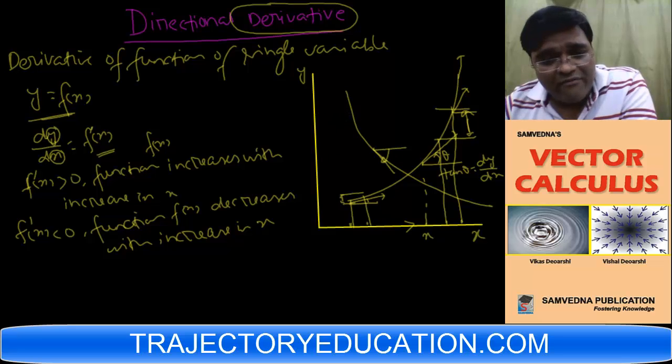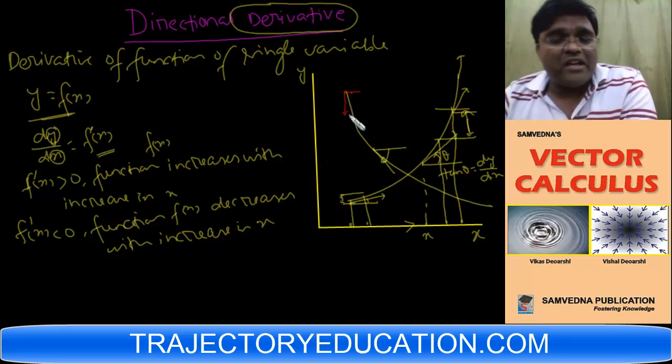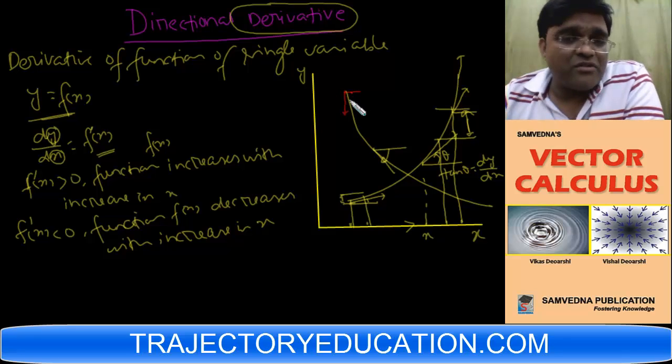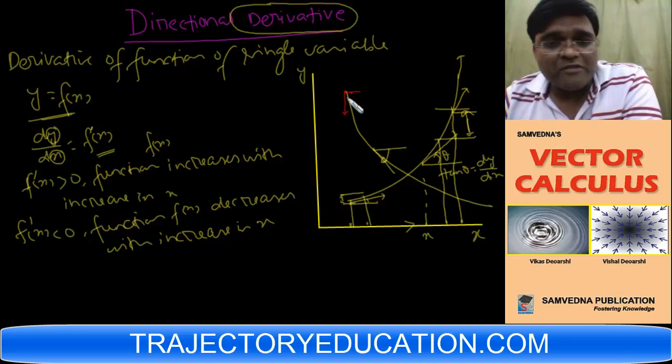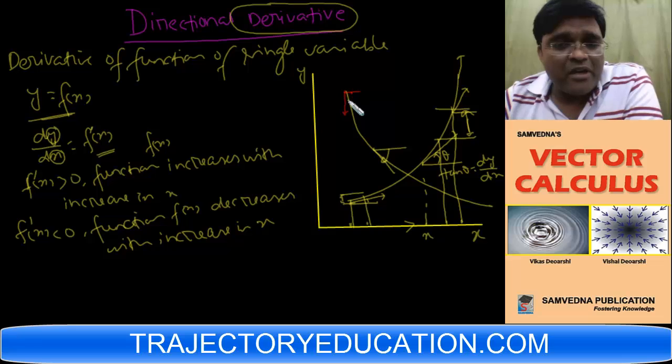In the same way, you can see that in this case over here your dy by dx is very much negative. Over here the magnitude of dy by dx is very high, meaning the function decreases rapidly with the increase in x. Over here the function is decreasing slowly with the increase in x. So dy by dx is highly negative over here, and very less negative over here, near to 0, right?